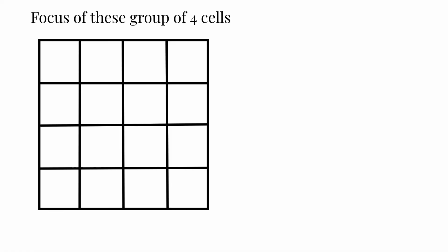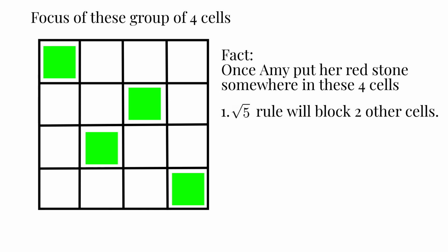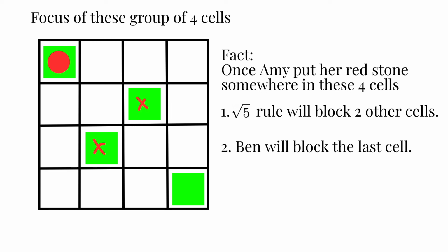And here's why. Among 16 cells, let's group these 4 cells together like this. And here's where the magic happens. What will happen is, no matter where she puts her stone in these 4 cells, she will block 2 other cells in this group by the square root 5 rule. And Ben's strategy, he will also block the last available cell in the group. Like, if Amy puts the stone here, then the square root 5 rule will block her from putting a future stone here, and then Ben will put his stone here.